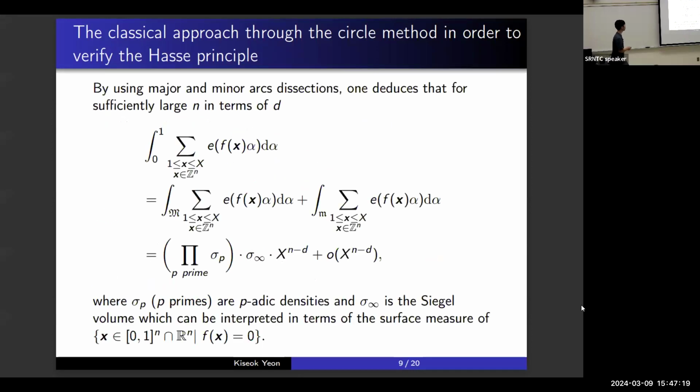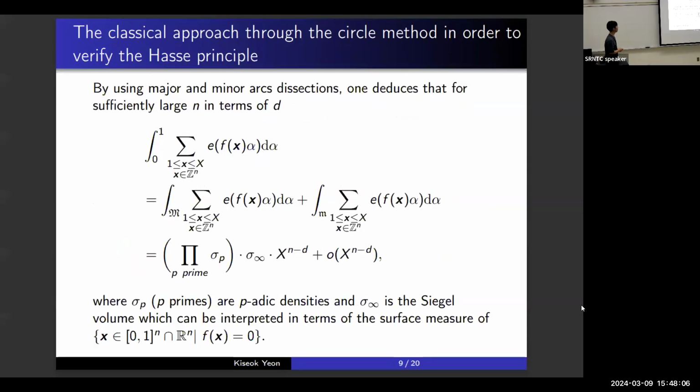By using these sections, we are going to write this integration into two parts: the mean value over the major arc and the mean value over the minor arc. If you have enough number of variables, you can deduce that the mean value over the major arc becomes this expression: the product of p-adic densities times the real density and the main magnitude. This real density can be interpreted as a surface measure of the real hypersurface defined by f of x equals 0. And if you have enough number of variables, then the mean value over the minor arc becomes an error term.